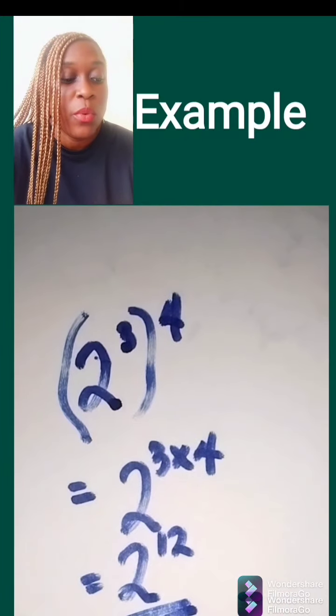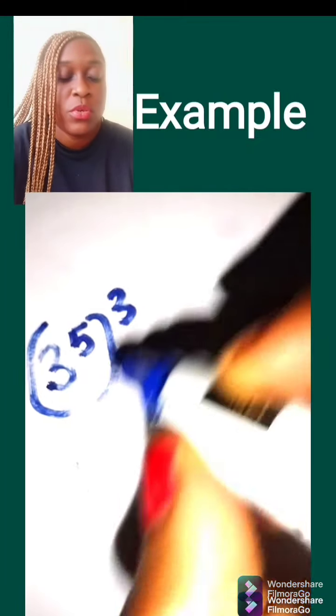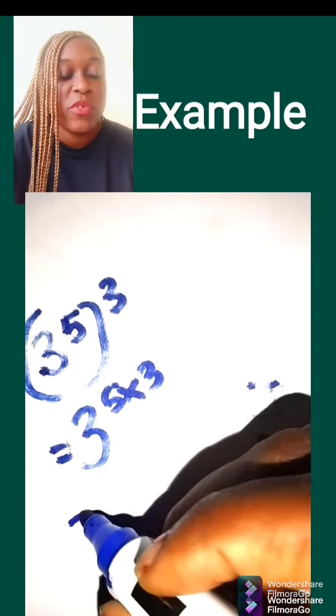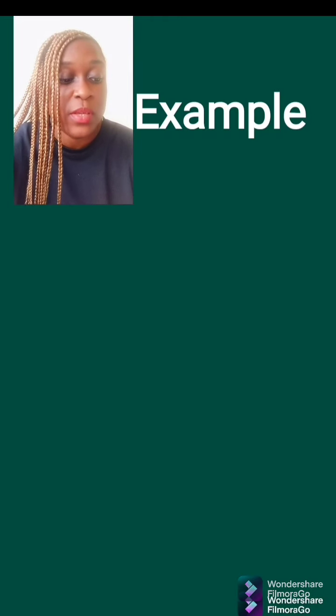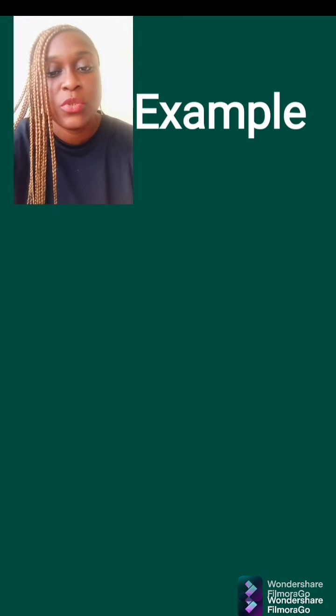Another example, we have 3 raised to power 5 in brackets raised to power 3, which will give us 3 raised to power 5 times 3, which is equal to 3 raised to power 15. Okay, so we have 1 or 2 examples I'm going to solve for us.